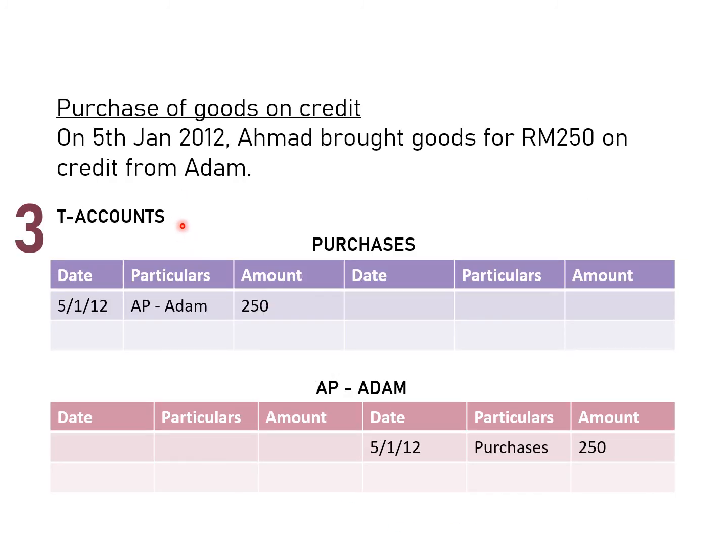This is the T account. You can create account purchases dan juga account Adam. So since dia debit purchases, so you akan letak tarikh. So particular dia adalah account payable Adam sebanyak 250 dan dia punya balance should be opposite dengan account Adam. So account Adam akan credit lah sebab dia kan liability, dia creditor. So particular dia adalah purchases.